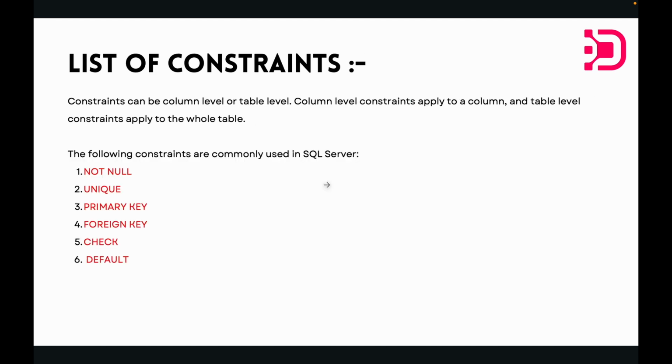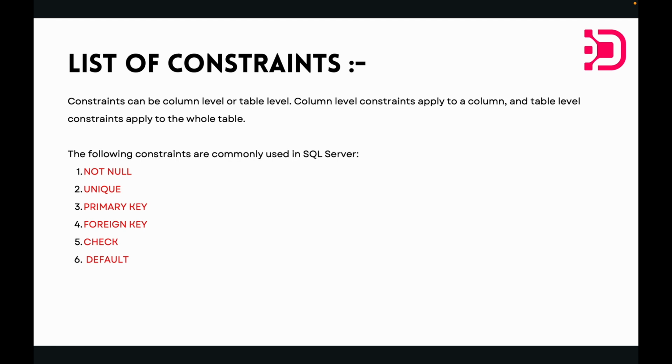Now let's look at a list of constraints. There are 6 major constraints that are commonly used in SQL Server. These include the not null constraint, the unique constraint, the primary key constraint, the foreign key constraint, check constraints, and default constraints. I'll be diving deep into each of these constraints in the coming videos, and I'll be giving you a demo of how they are implemented and the variations of how you can use them. If you're subscribed, you'll be able to know when these videos come out, or they must be already out depending on the time you're watching.